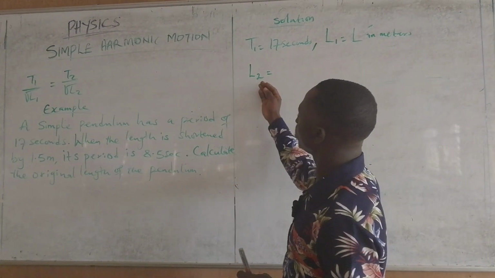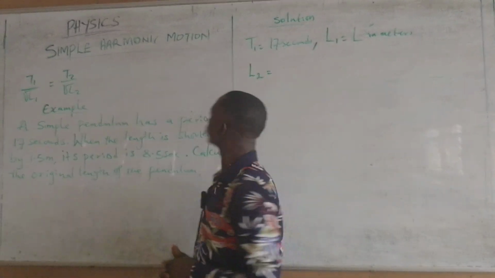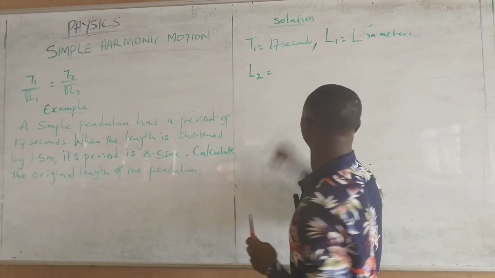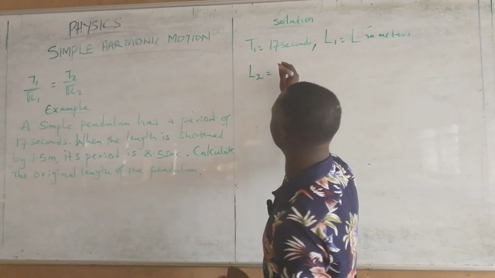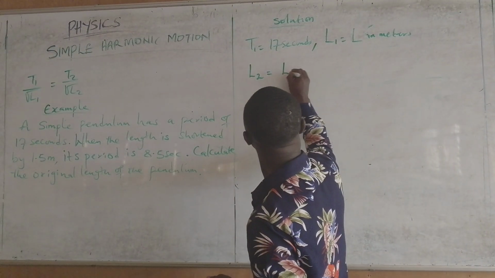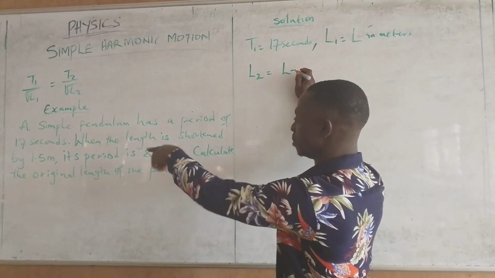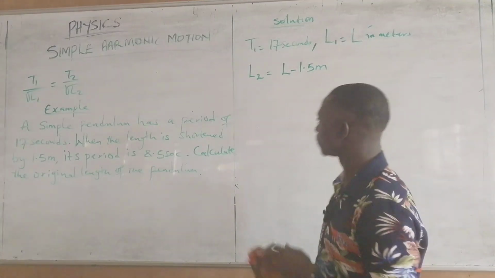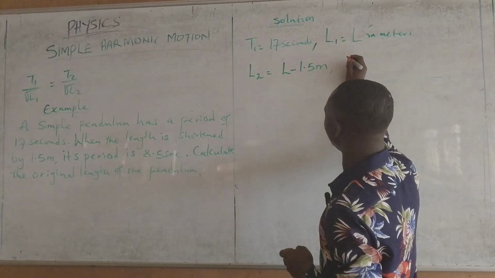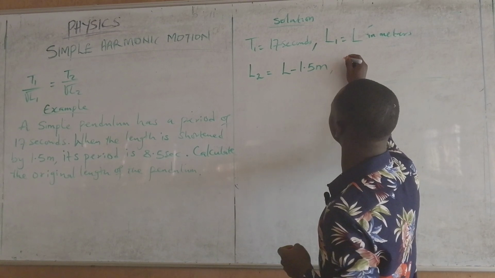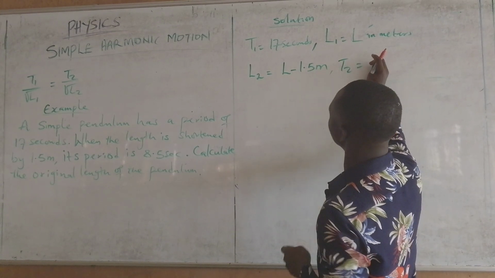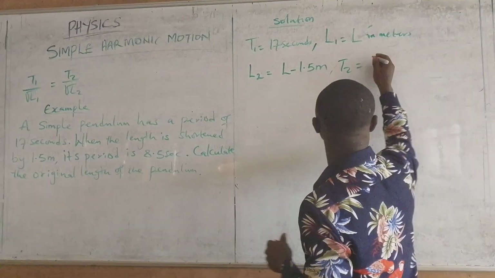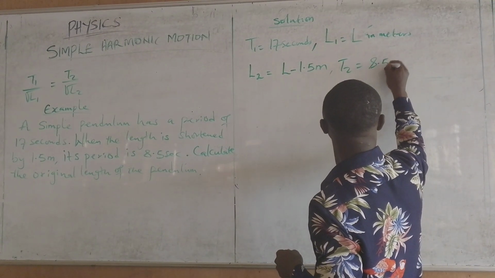So L2, the next length, is gotten when the original length is shortened by 1.5 meters. So L2 is dependent on L1, and we express it in terms of the first length, ordinary L. So we have L minus 1.5 meter, since they removed 1.5 meter from it. Now the new period, T2, has decreased to 8.5 seconds.